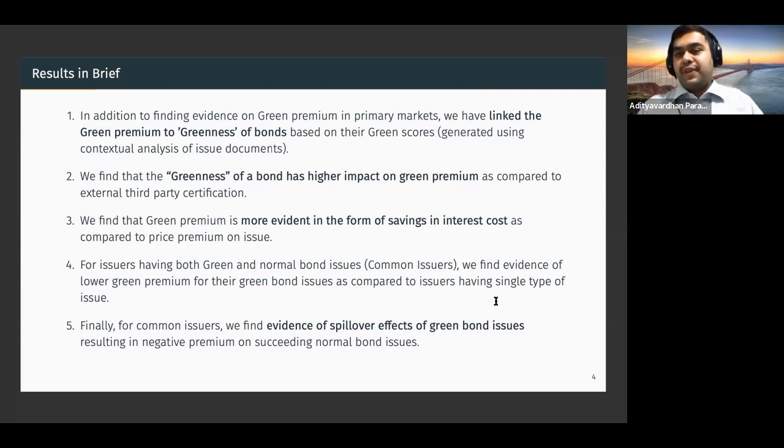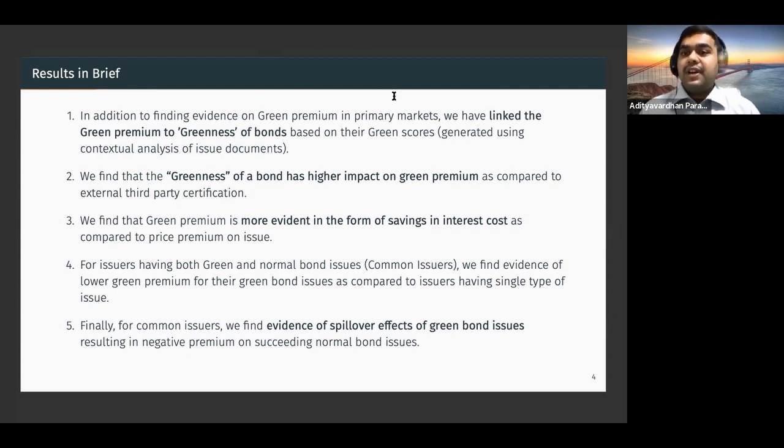Further, after we find that the existence of green premium is there in the primary market, we go one step further to find whether it's in the form of savings or price premium on issue. So our research suggests that it's more evident in the form of savings in interest costs. Because we are analyzing it from a primary market perspective, savings in interest costs for green bond issuers is the key perspective.